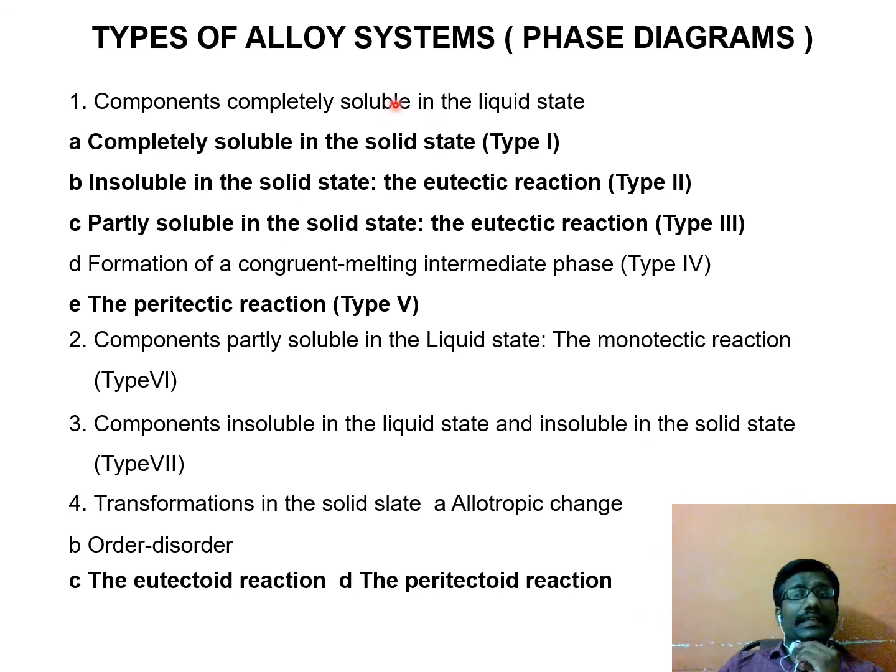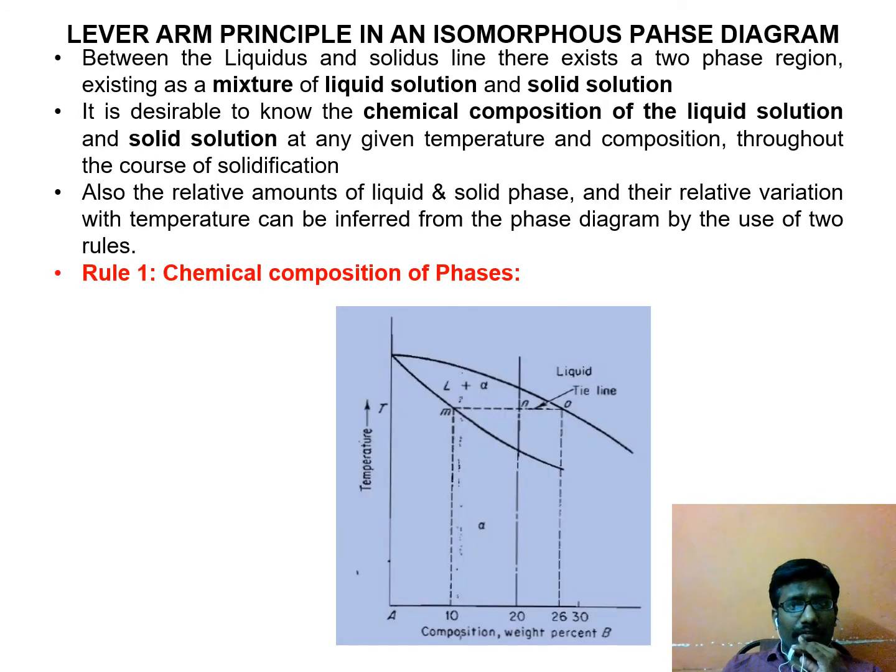So these are the various types of phase diagrams. First, components completely soluble in the liquid state and completely soluble in the solid state, we call isomorphous. But if insoluble in the solid state, we call it a eutectic reaction type 1. Partially soluble, you can call it a eutectic reaction type 2. And then the peritectic reaction, and then eutectoid and peritectoid transformations. We can discuss those later one by one. So today we have seen the isomorphous phase diagram. Now we will see the lever arm principle.